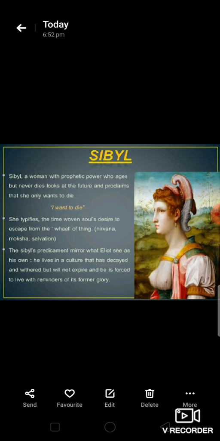Only one wish that she is having now, she wants to die, and I quote, that is in quotation here, "I want to die." So this is the only wish that she is having, Sibyl. She typifies the time-woven soul's desire to escape from the wheel of time, that is nirvana, moksha or salvation.